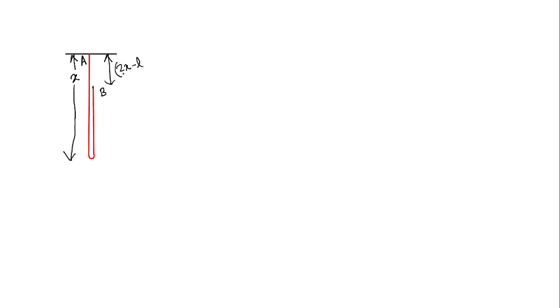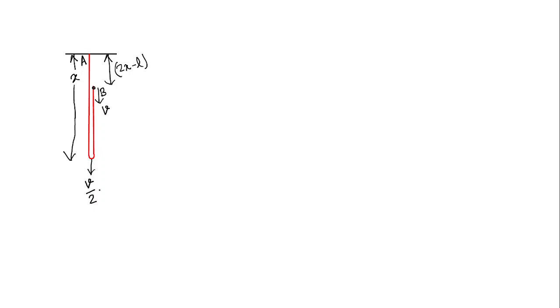Now let us say the velocity of B here is V. The velocity of this end is V downward. So if the velocity of B is V downward, what can you say about the velocity of this lowermost point? It will be V by 2, by the constraint of the string, because the length of the string is remaining constant. So this is V by 2.